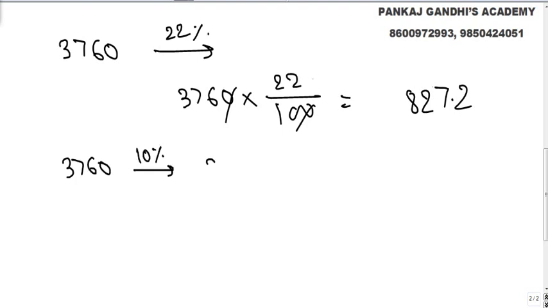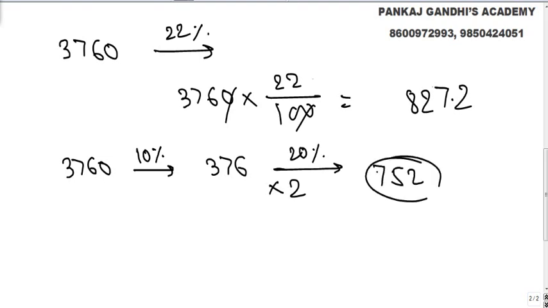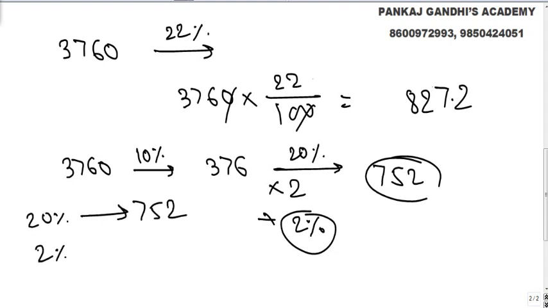Other way is 3760's 10% is 376. So 20% will be into 2. That is what we get here, 752. Now, this is 20% plus we need 2%. If 20% is 752, 2% will be 20% divided by 10. So 20% plus 2%.